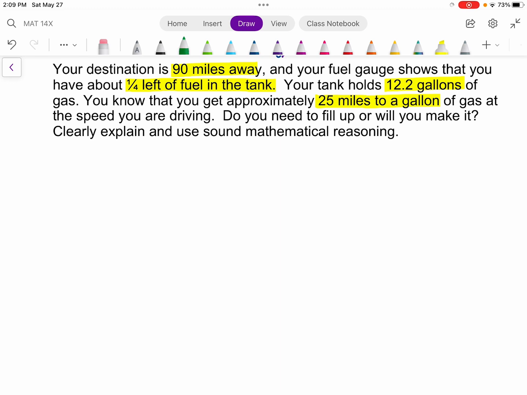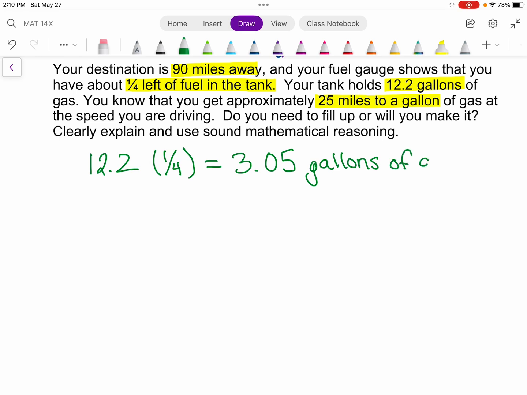So there are lots of different ways that I could start this. I personally want to know how much gas I have left in my tank. So if my full tank is 12.2 gallons and I only have a quarter of a tank left, if I take that 12.2 and multiply it by 1/4, that's going to tell me that I have 3.05 gallons of gas left in my tank. And so I need to know, on 3.05 gallons, will I make it 90 miles?